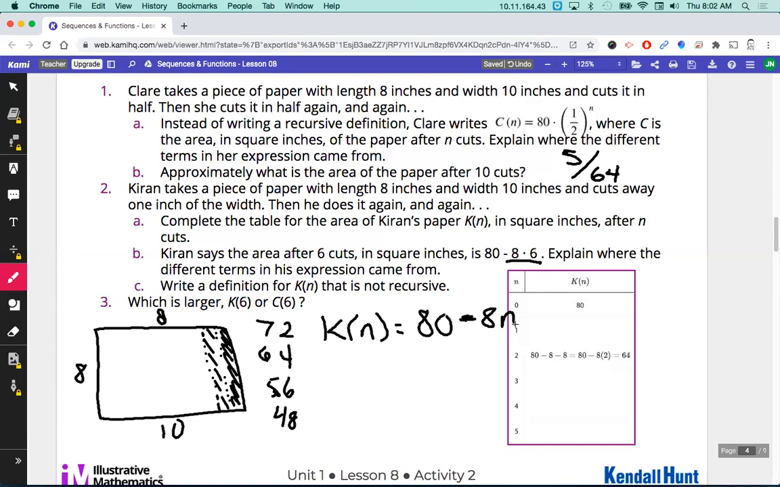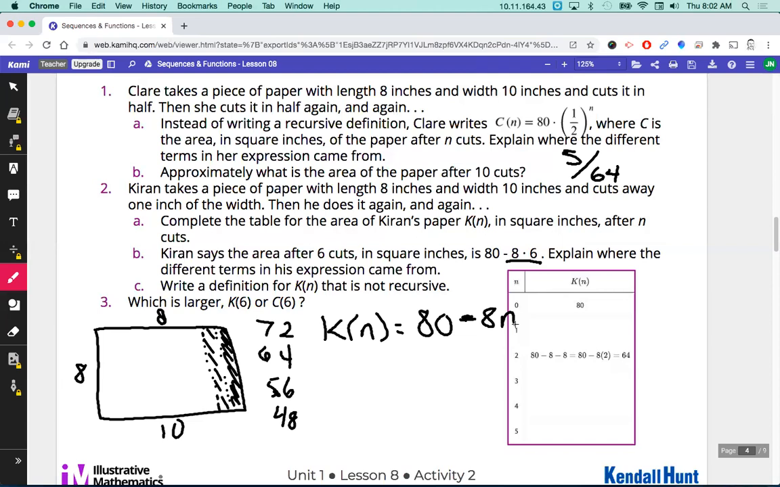For 1 cut, there was 72. After 2 cuts, we were at 64. All right. Now it says, which is larger, K of 6 or C of 6? Well, let's see, our C of 6 is up here. Plug that one back in again. So 80 times 1/2. We do the 6th. I get 5/4 for C of 6.